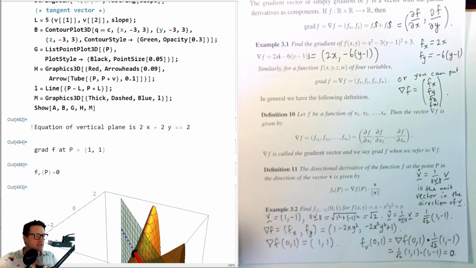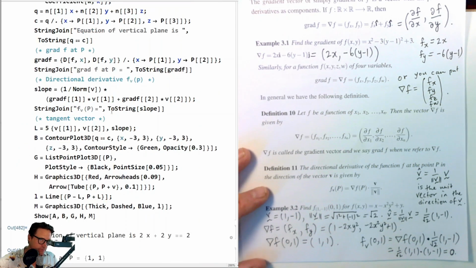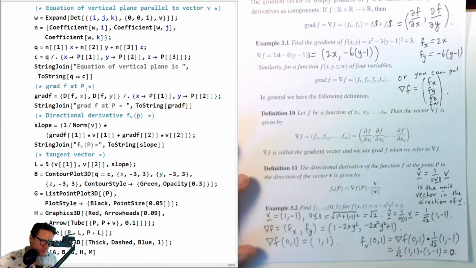All right, so the first thing that this code has output is the equation of a vertical plane parallel to the vector v. So I should really say that. So I'm going to edit that.